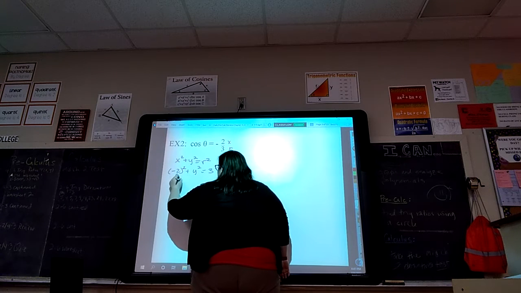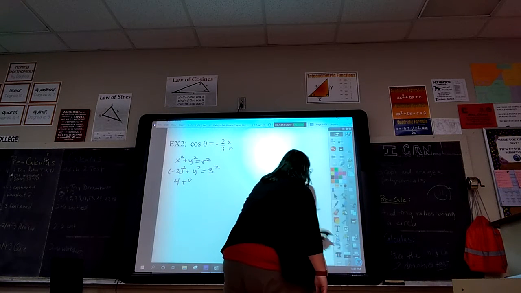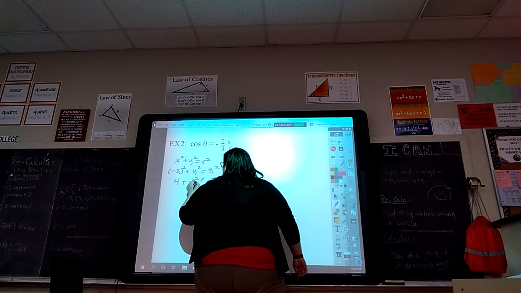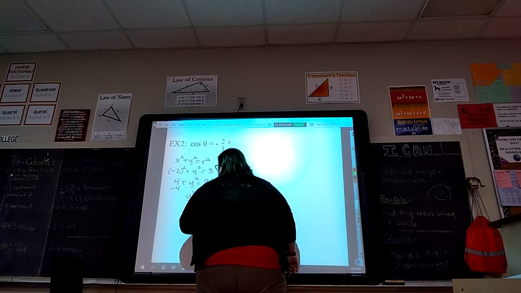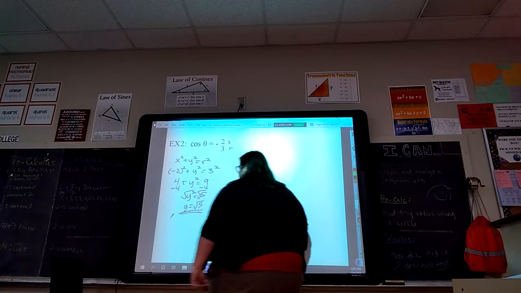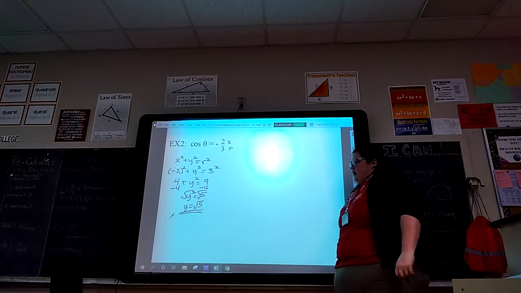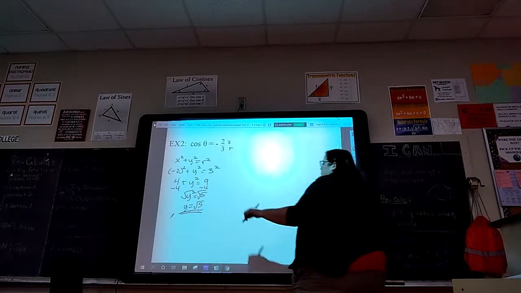So negative 2 squared is 4 plus y squared equals 9. So subtract 4 over here. So we get y squared is equal to 5. Take that square root. So y is going to equal the square root of 5. Because again, we want to leave it as an exact value. So now we're going to use -2, 3, and the square root of 5.